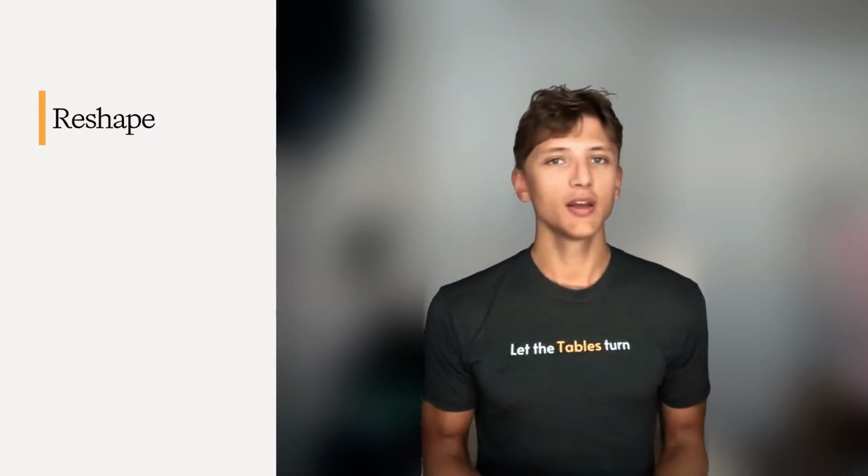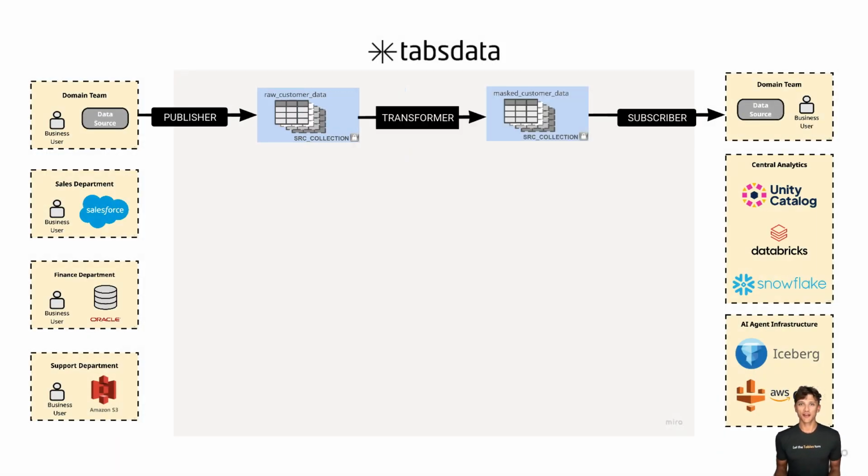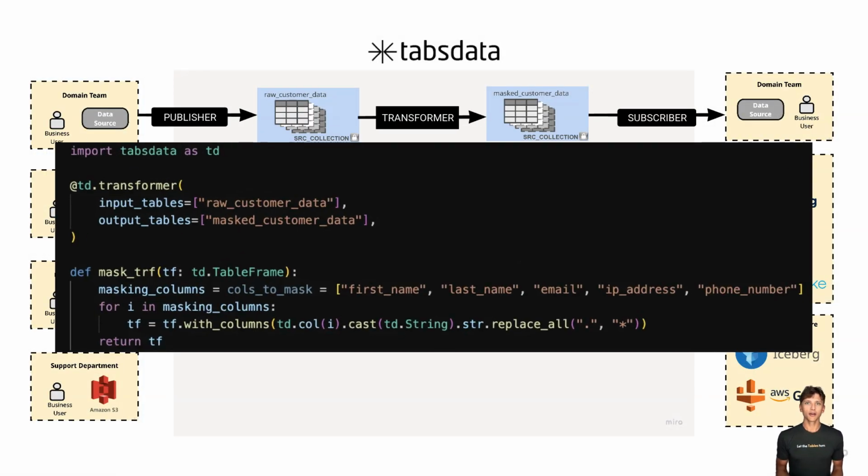There are many cases where you need to do more than simply move your data. Often, you want to reshape it, clean it, or prepare it for downstream use. This is where transformers come in. A transformer is a Python function that sits between your publishers and subscribers, but instead of just passing data through, it reads one or more upstream tables, applies transformations, and writes the results into new Tabsdata tables. Inside a transformer, you can do common operations like joins, filters, aggregates, deduplication, and much more.